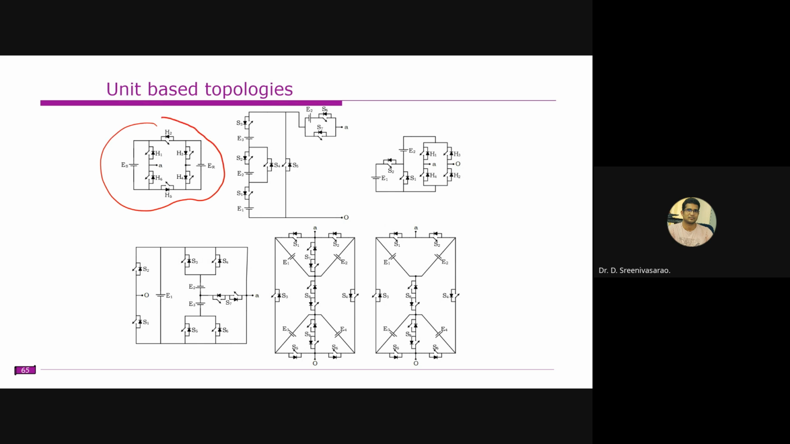So we have an H bridge, right? We have added these two additional switches, and we have added another source here. So the H bridge will form three voltage levels, and this gives you five voltage levels, right?